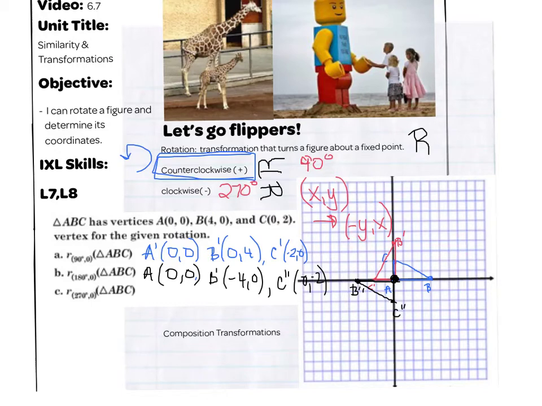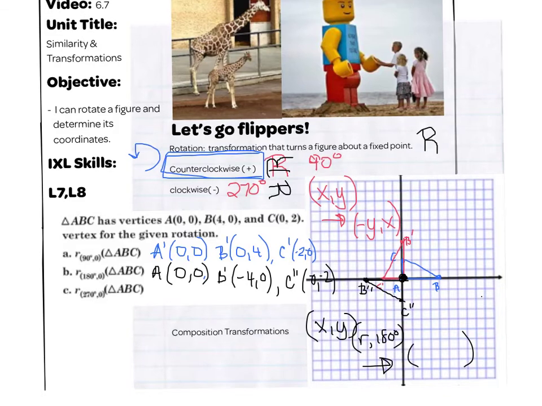So if we look at the coordinates again, under a rotation of 180 degrees, our x coordinate just becomes negative, and our y coordinate is going to do the same thing. If it was positive, it would become negative. If it was negative, it would become the opposite. So it's going to flip.